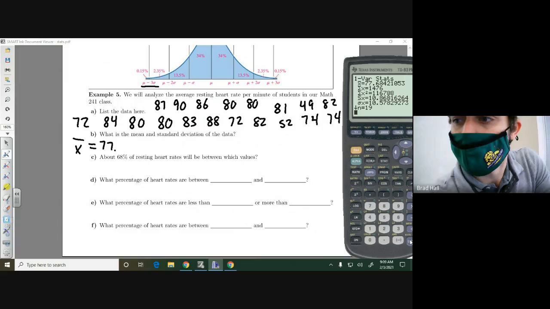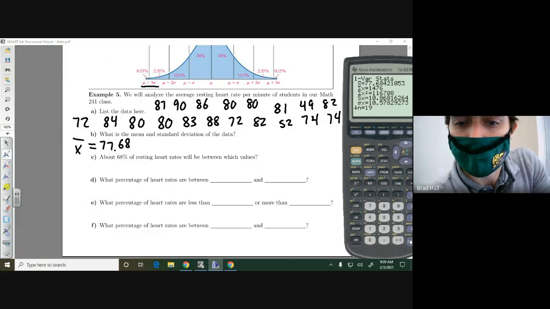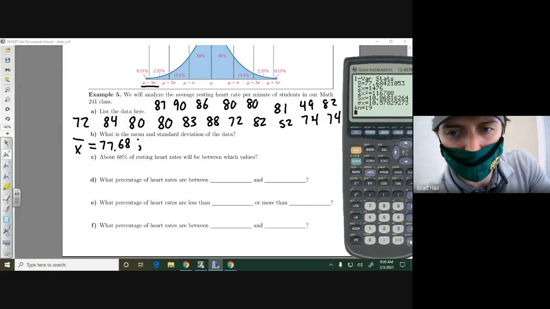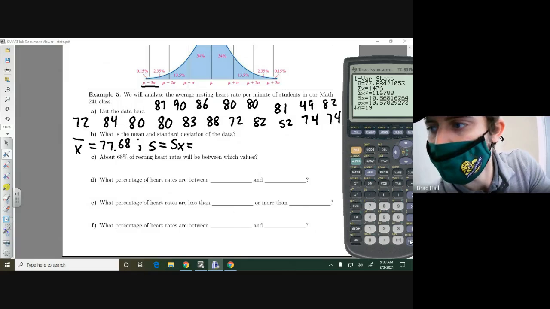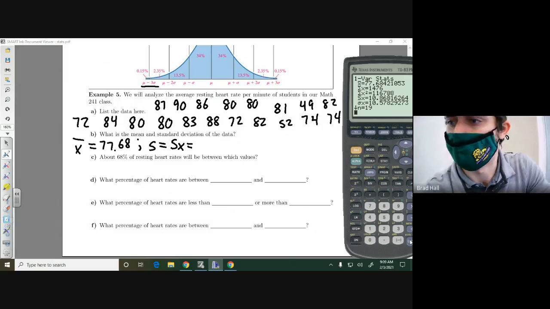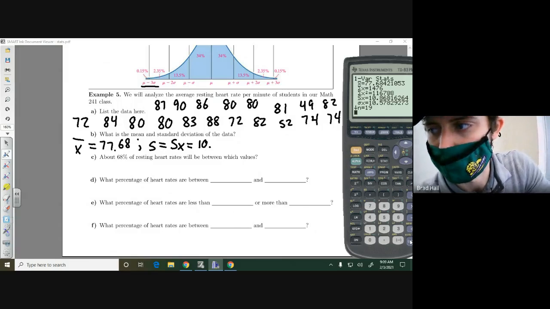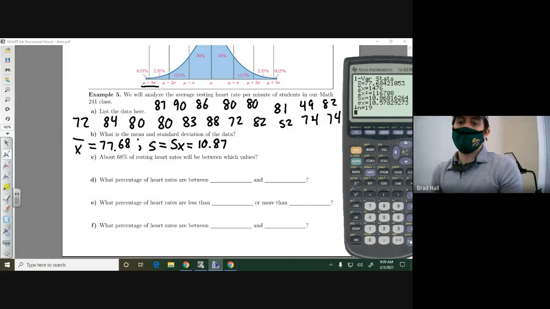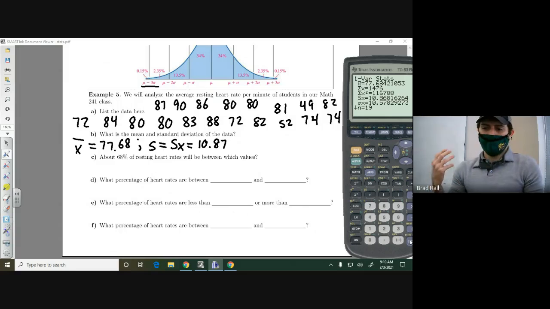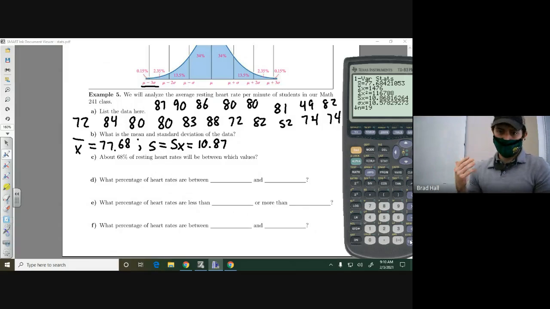So the mean is about 77.68. And then the standard deviation, again, I'm just going to use the sample, which is Sx in the calculator. And in fact, they're very close together, so it's not really going to change too much. Do 87. So now we're going to think about, what does this mean? What does a standard deviation of 10.87 mean?